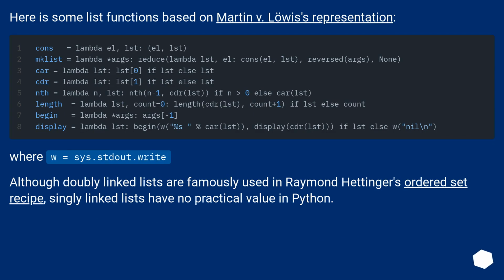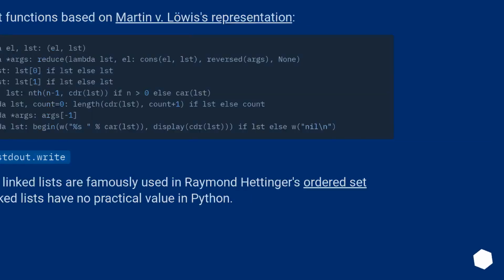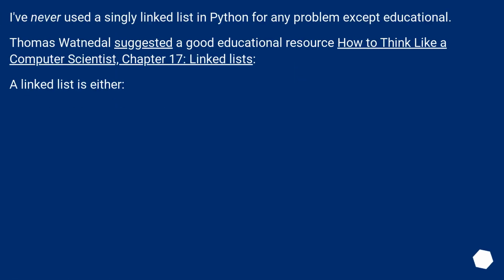Where w = sys.stdout.write. Although doubly linked lists are famously used in Raymond Hettinger's ordered set recipe, singly linked lists have no practical value in Python. I've never used a singly linked list in Python for any problem except educational.